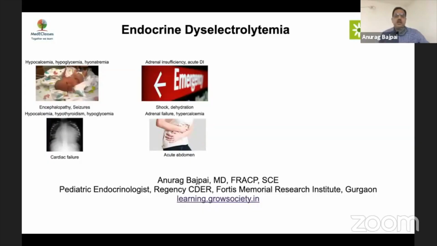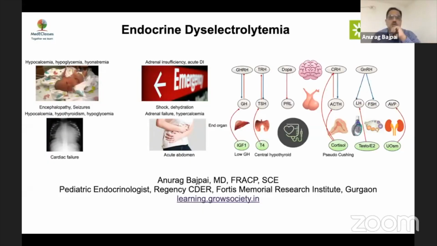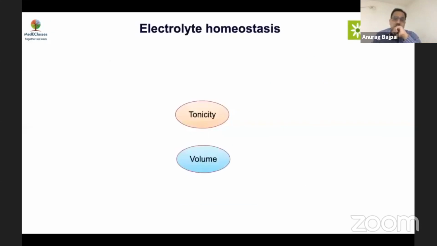This is observed in clinical practice, and it is often missed in terms of evaluation and management. When we talk about electrolyte homeostasis, we need to understand that the most important role of electrolytes like sodium is to maintain the serum tonicity. It's the balance between the tonicity and the volume which is very, very important.